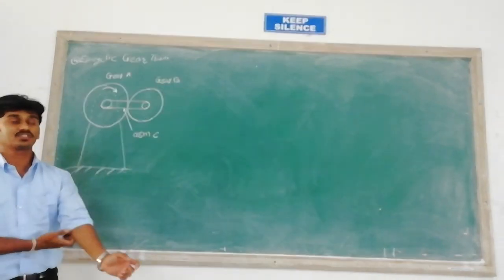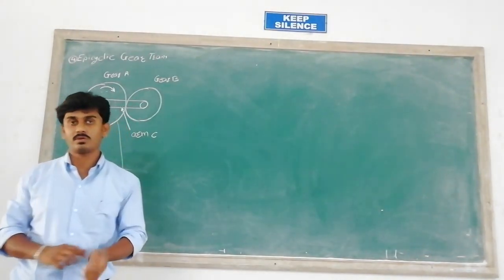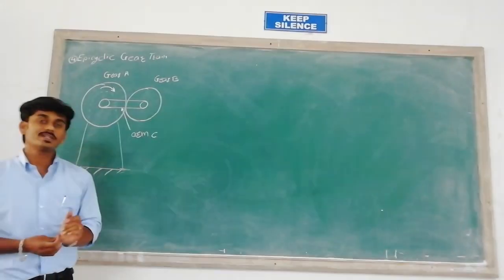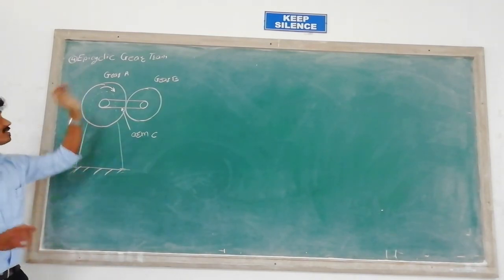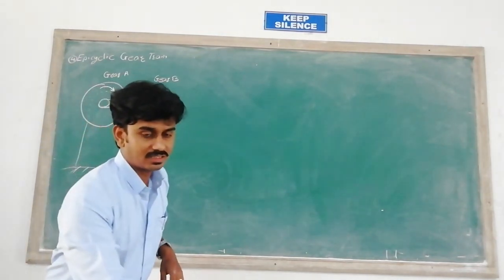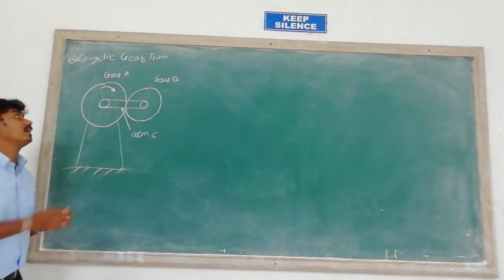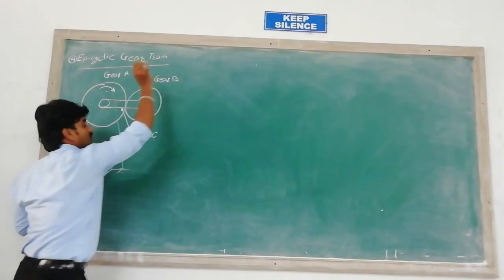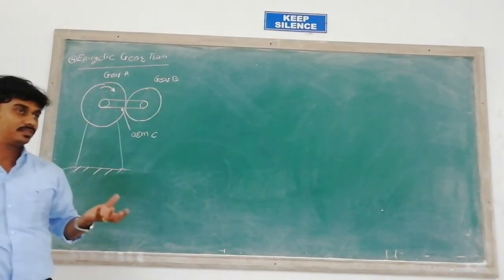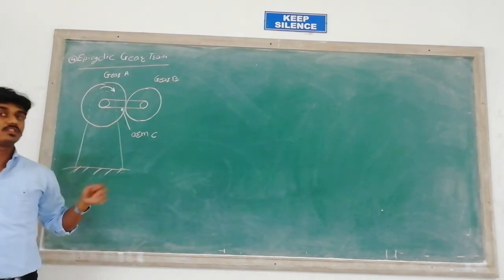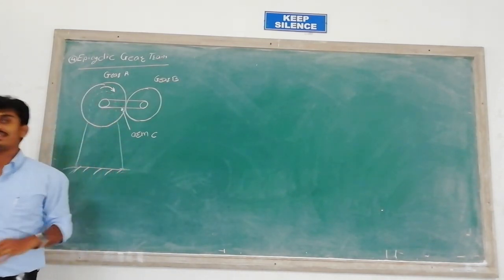In the last session we discussed the compound gear train and reverted gear train, and we solved some numericals based on them. In today's session we will discuss the epicyclic gear train. First we discuss what an epicyclic gear train is, then we solve some numericals, and you will see how we can find the velocity ratio of the epicyclic gear train.